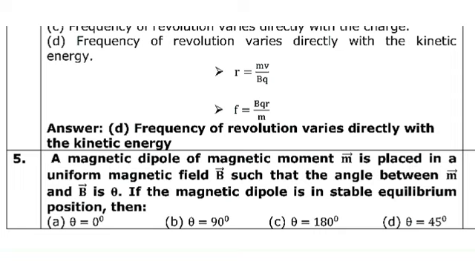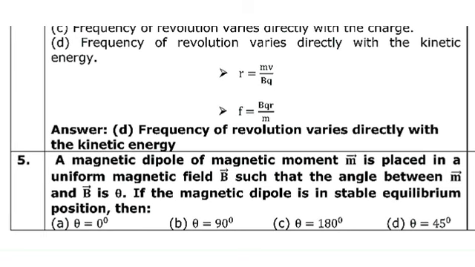A magnetic dipole of magnetic moment m vector is placed in a uniform magnetic field B vector such that the angle between m vector and B vector is theta. If the magnetic dipole is in stable equilibrium position, then option A, theta is equal to 0. What is theta value? We have to find the value of theta. Option B, theta is equal to 90 degree. Option C, theta is equal to 180 degree. Option D, theta is equal to 45 degree.